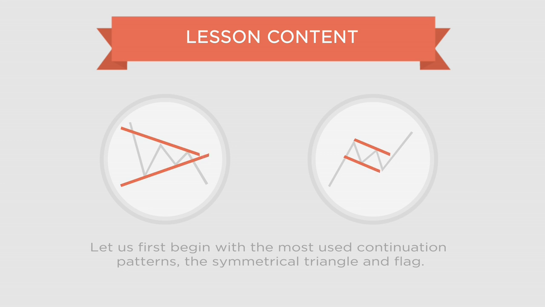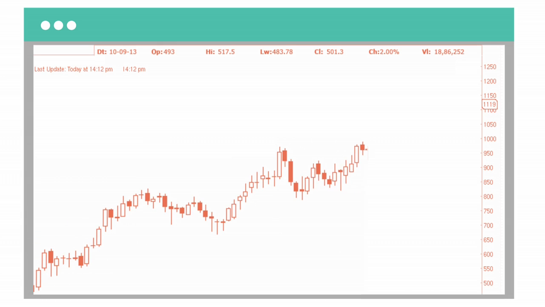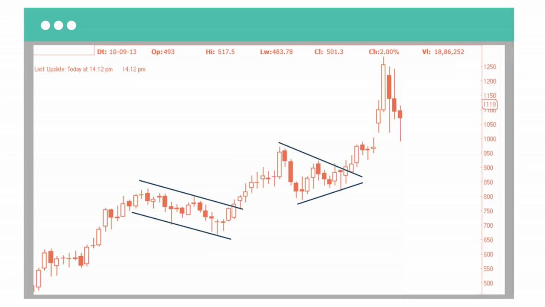Let's first begin with the most used continuation patterns, the symmetrical triangle and the flag. When the market is in an uptrend, it can move sideways for some time, and it usually does. And after that, it resumes its move up. These pauses, these breaks in the trend, are called the symmetrical triangle and flag patterns, or the continuation patterns. Now, there are other continuation patterns, but these two are what we're going to focus on.